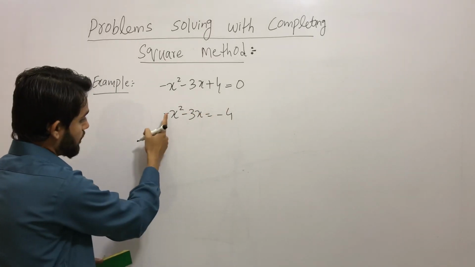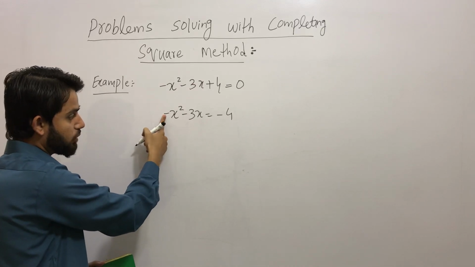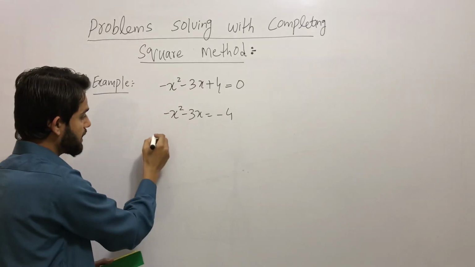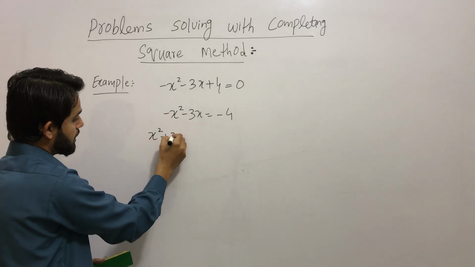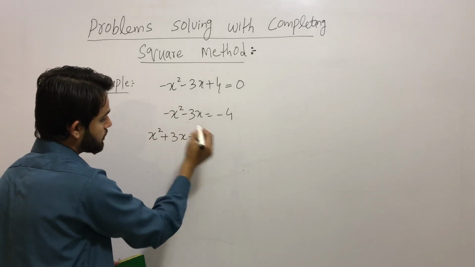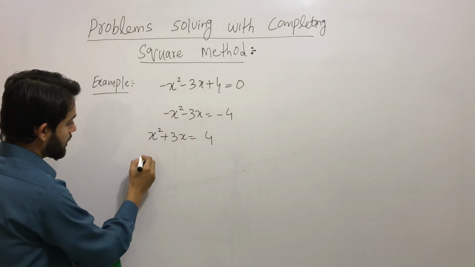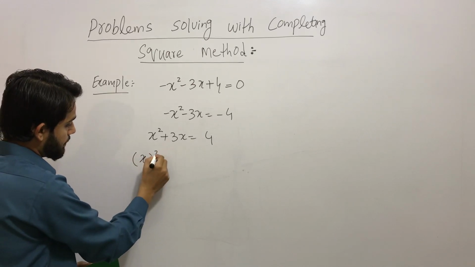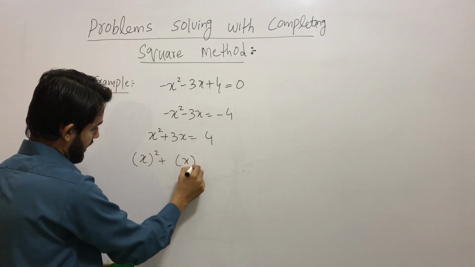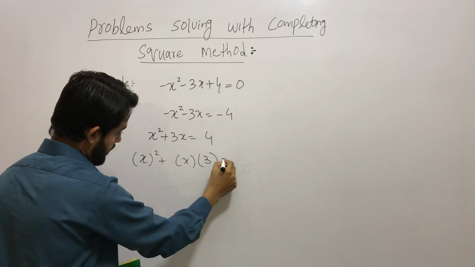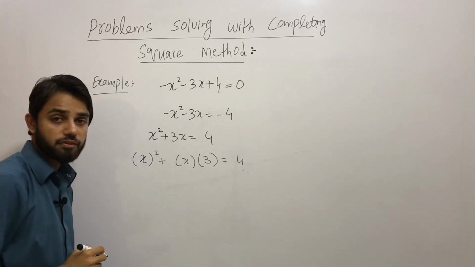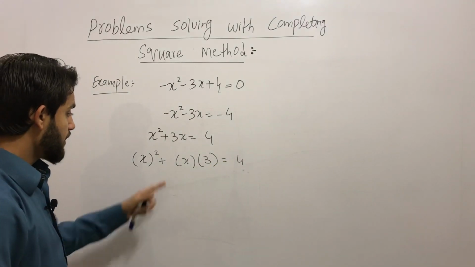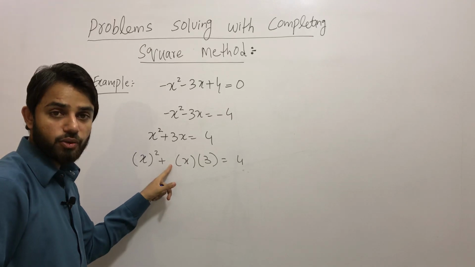Okay, so now in order to eliminate this minus, we will multiply the whole equation with minus, and it will become x square plus 3x equals to 4. Now, x square plus, over here we have x, b is 3, equals to 4. We don't have 2 over here.